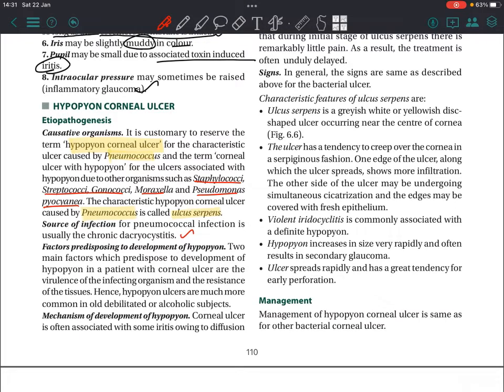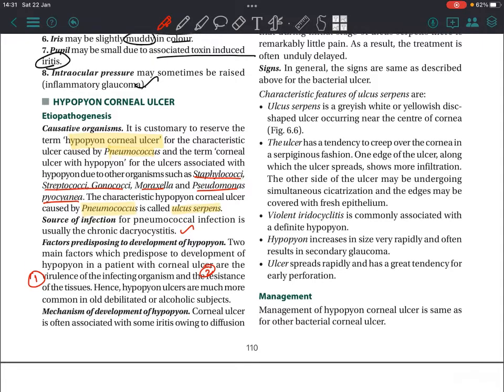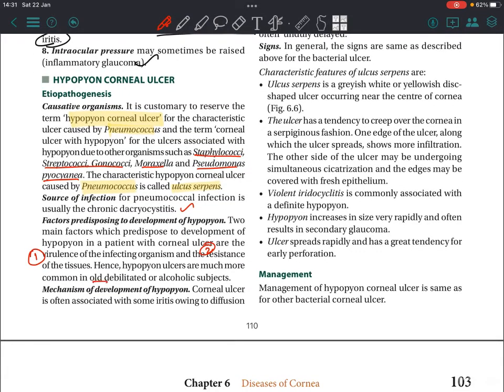Factors predisposing to development of hypopyon. Two main factors which predispose to development of hypopyon in a patient with corneal ulcer are virulence of the infection and resistance of the tissues. Hence, hypopyon is much more common in old, debilitated, alcoholic subjects.